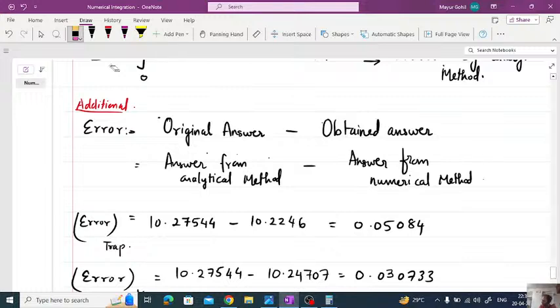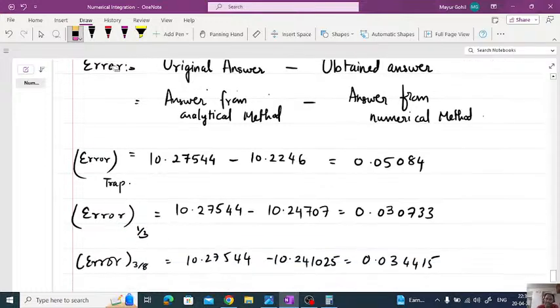Don't put mod, it is okay, because what happens when you put mod? The moment you put modulus, the error is always positive. So you don't know whether your answer has deviated up or down. So they generally take the error as always positive. That is okay. That's one conceptual thing.